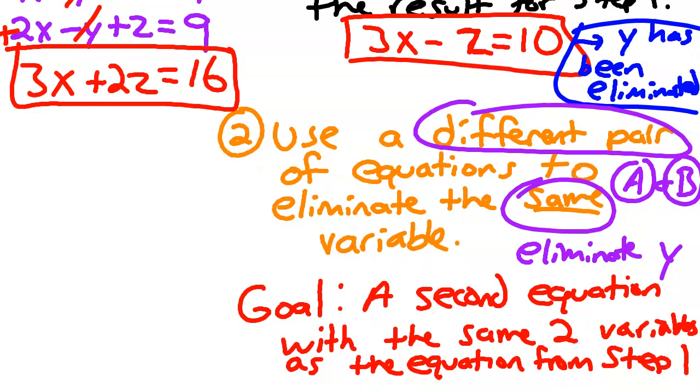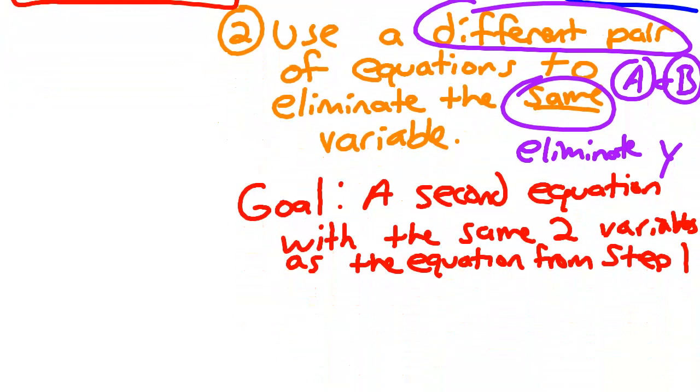Step 3 is to use the results from step 1 and 2 and solve them as a system of equations of two variables. So this gets pretty complicated. We are solving a system of equations within a system of equations. Step 3 is like an entire problem from the previous section, 6.2. We are solving a system of equations with two variables and two equations.